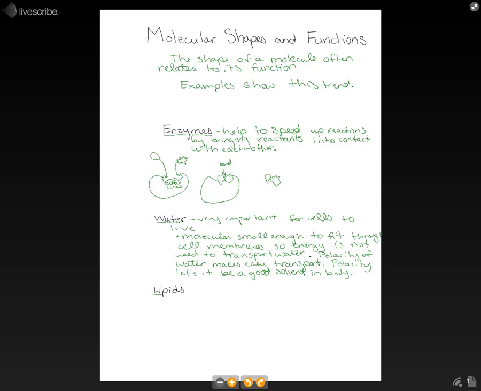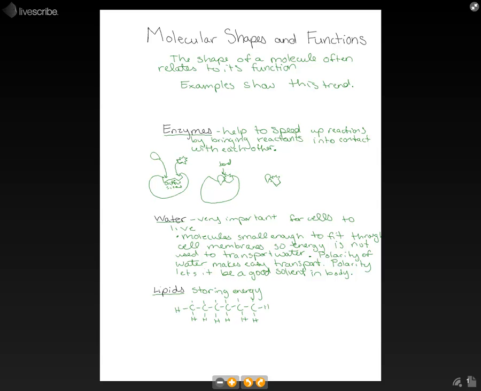Lipids have a main task of storing energy. And they consist of lots of carbon-hydrogen bonds. So all of these bonds hold a lot of energy. And therefore their form of having all these bonds fits their structure very well.